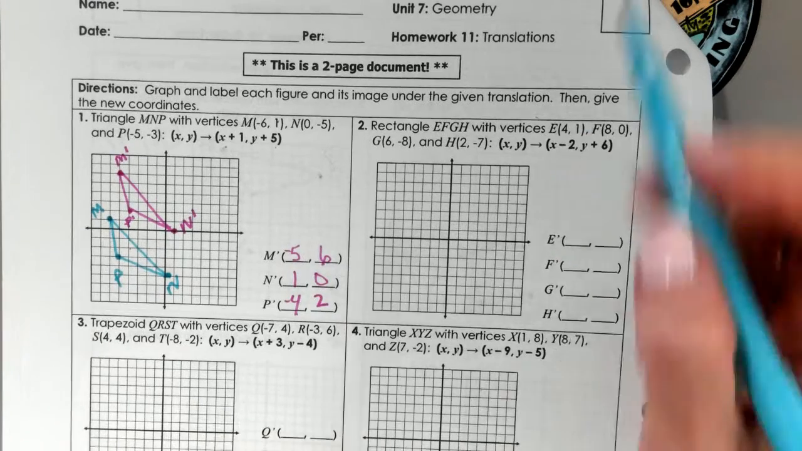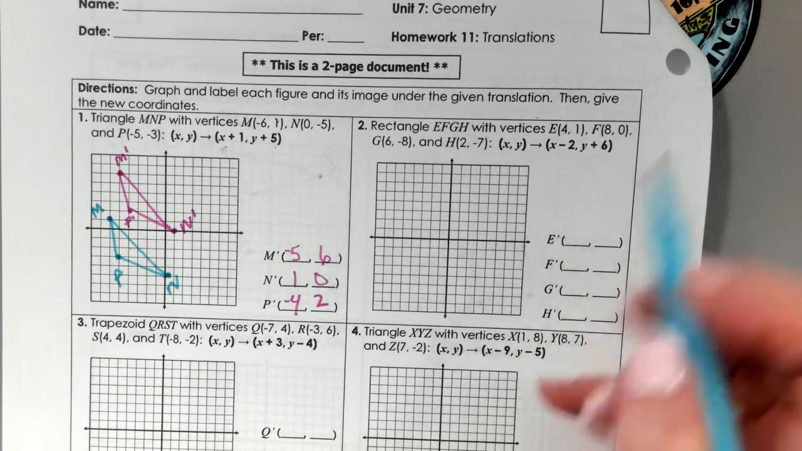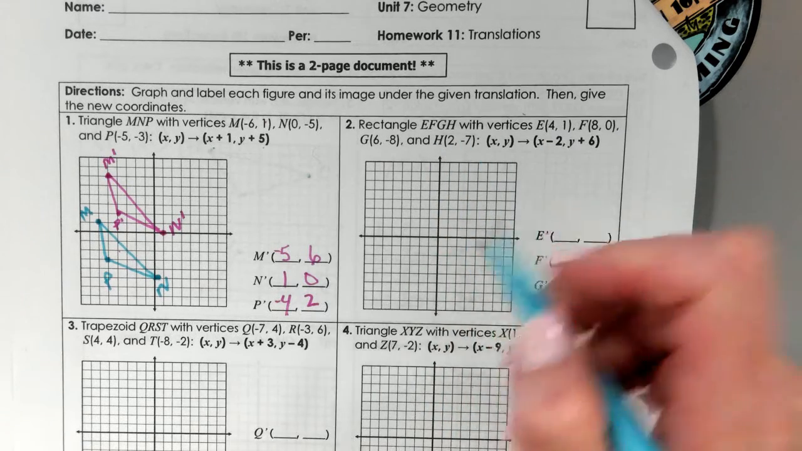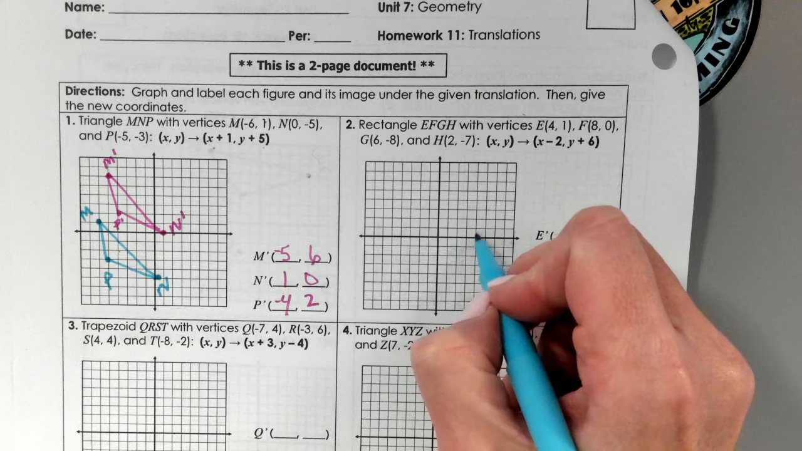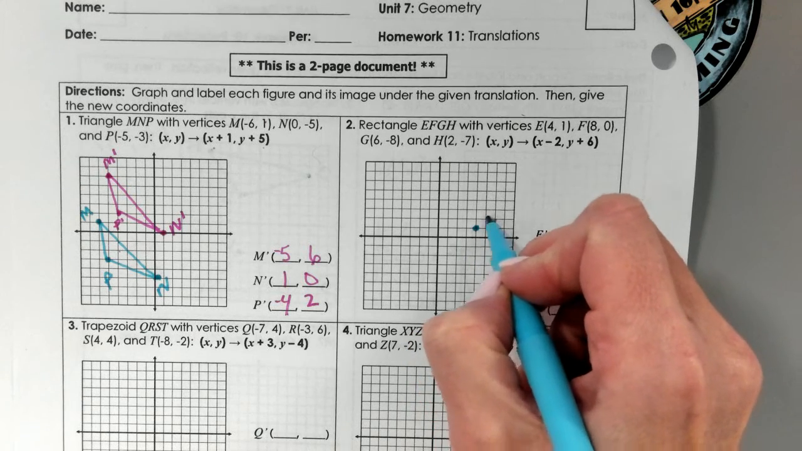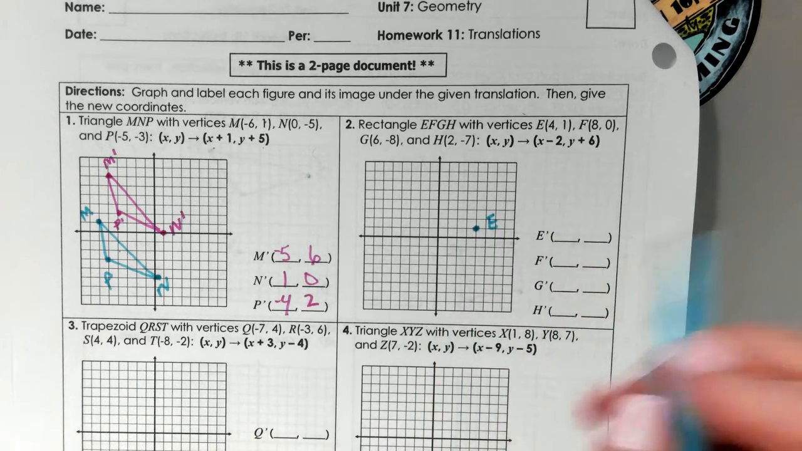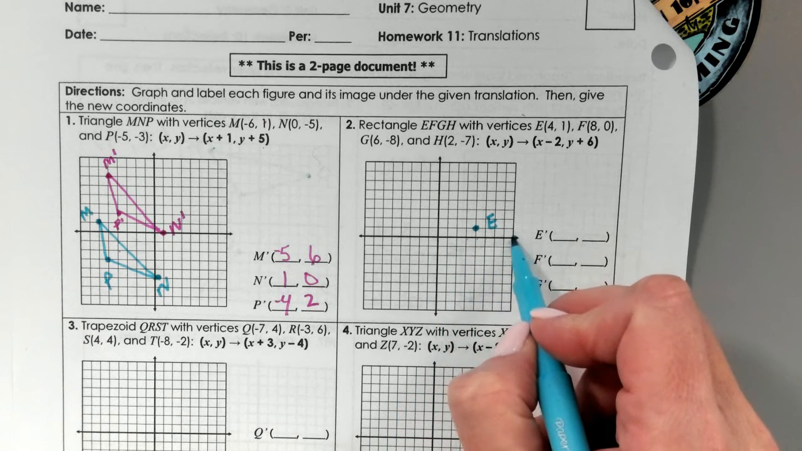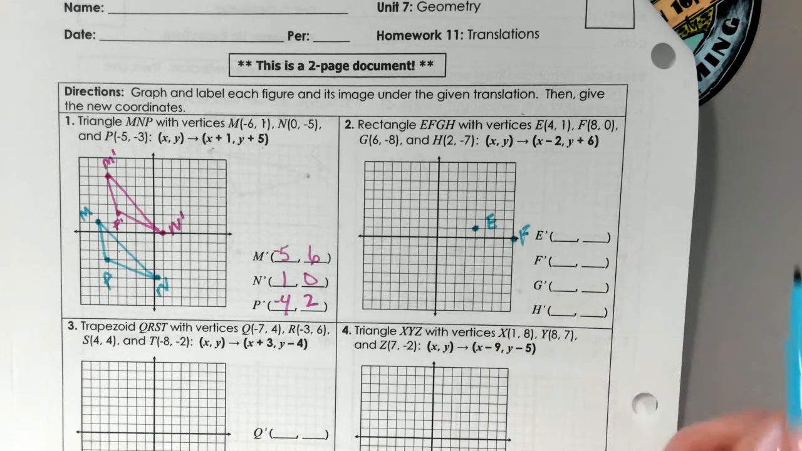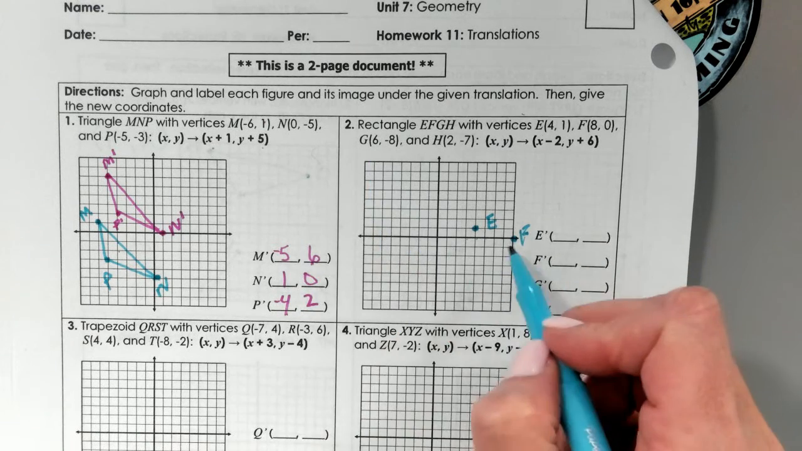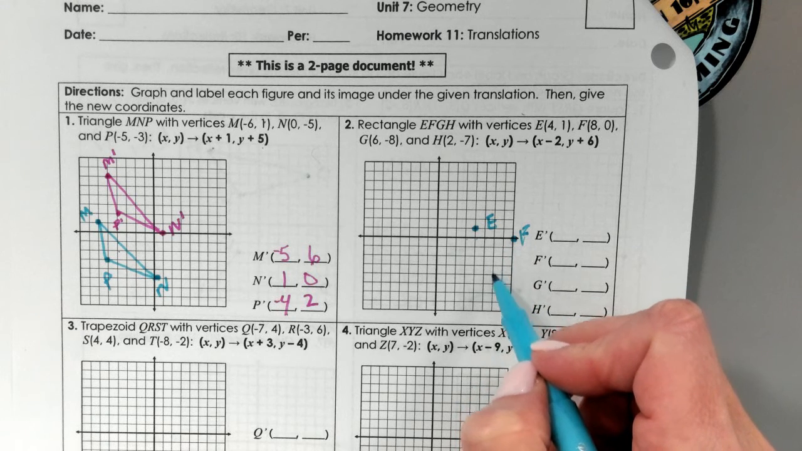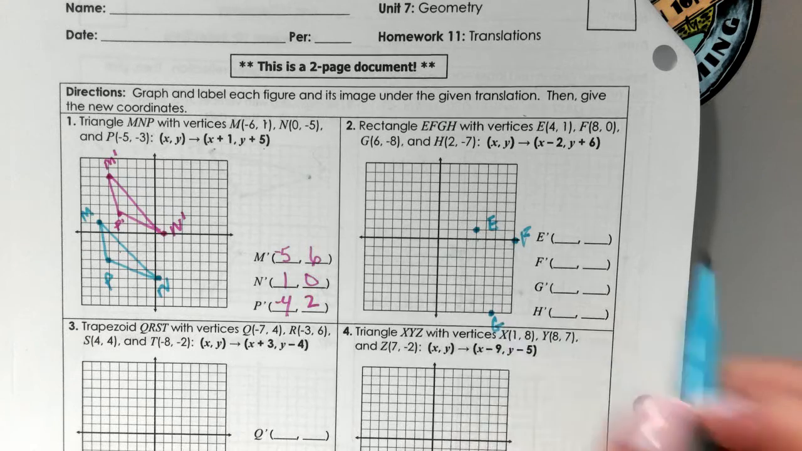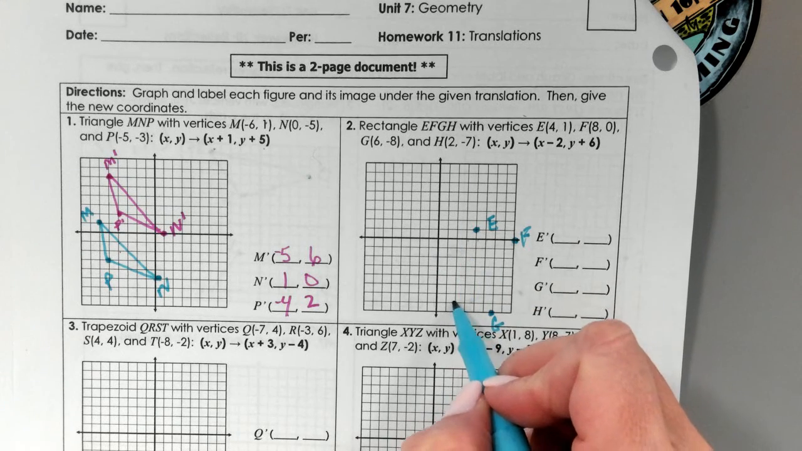All right, now on number 2, let's do this one. It says a rectangle EFGH. So E is at 4, 1. F is at 8, 0. G is at 6, negative 8. And H is at 2, negative 7.